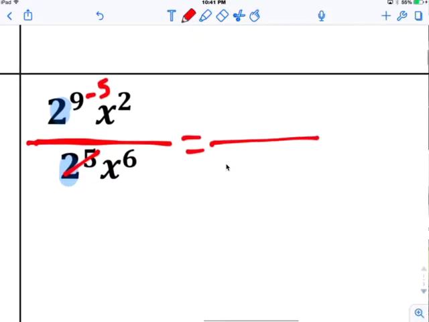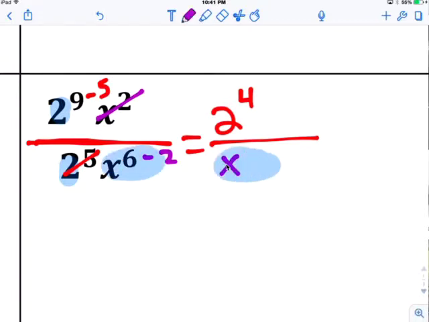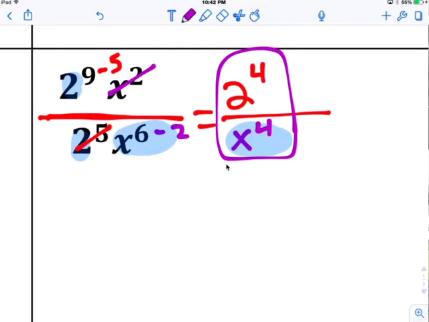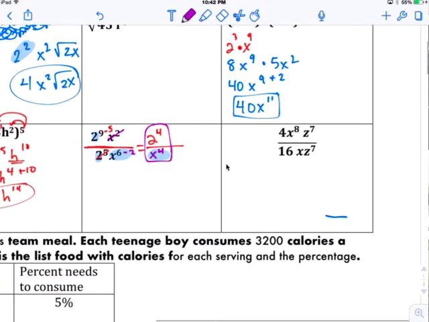She'll work like that. So 2 stays the same to the 4th. Here, this x is smaller, it comes out, minus the 2 here. X here is in the denominator, it stays in the denominator. X to the 4th also there. And that is your answer right here. Okay, so you go ahead and try this one.